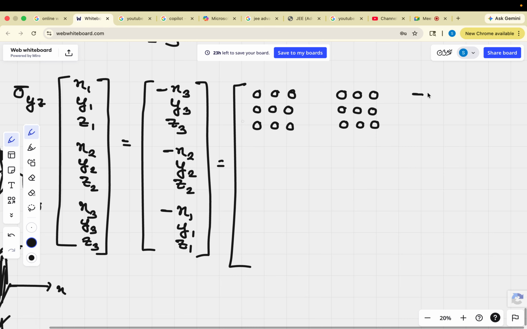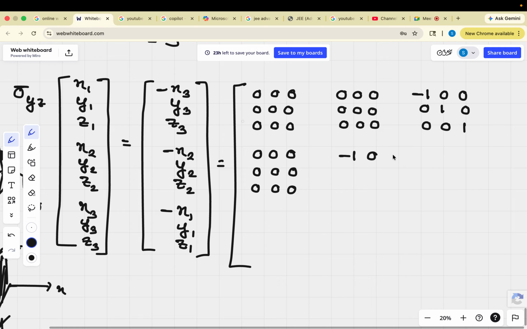Okay, for x3 it will be minus 1 0 0. For y3 it will be 0 1 0, and for z3 it will be 0 0 1. Now minus x2 y2 z2, so no x1, so you just keep here 0 0 0 0 0 0 0 0 0. Now minus x2 y2 z2, so that will be what?